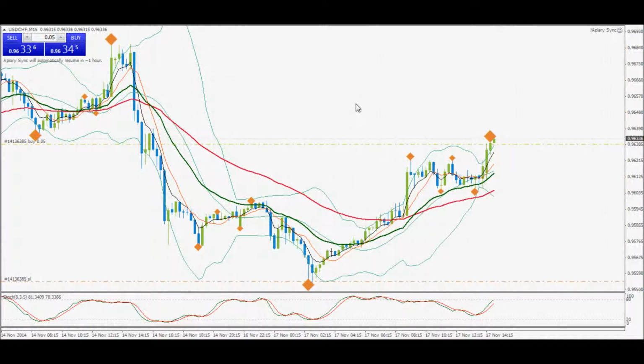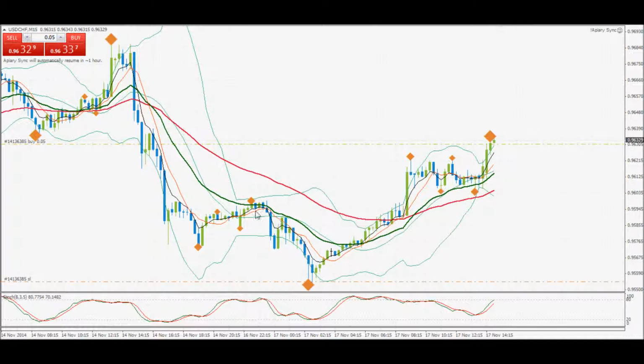Hi guys, just wanted to show you another trade real quick. This is another example of trading with the trend, and here we have a 15-minute chart of the dollar Swiss. And if you look from left to right, it kind of looks like we're trending down.